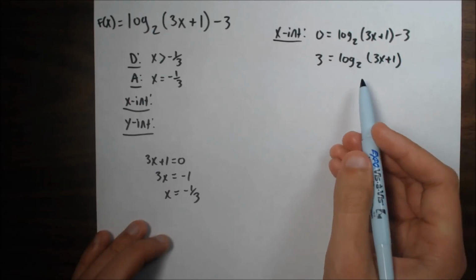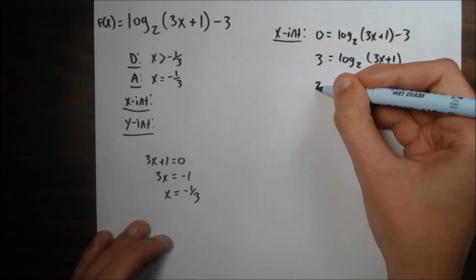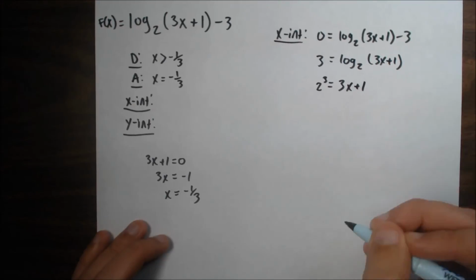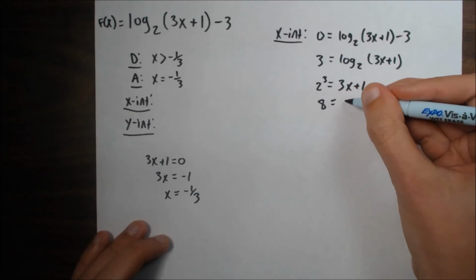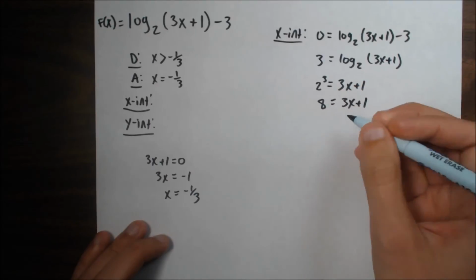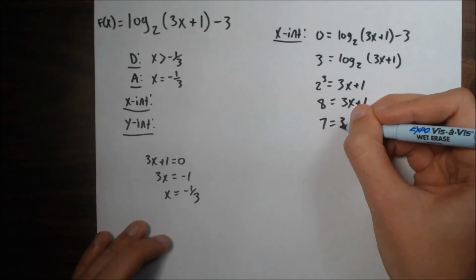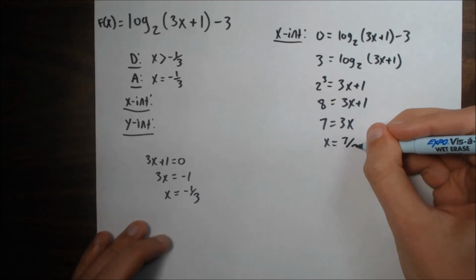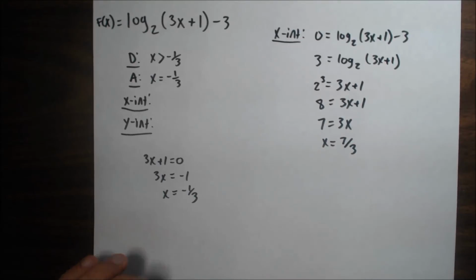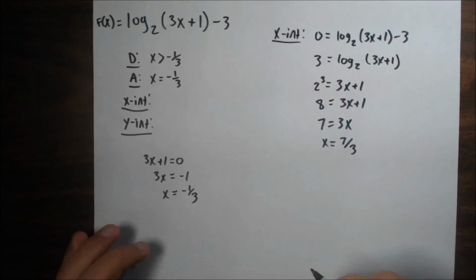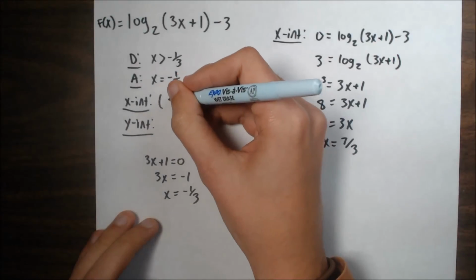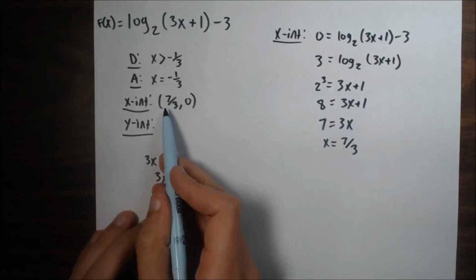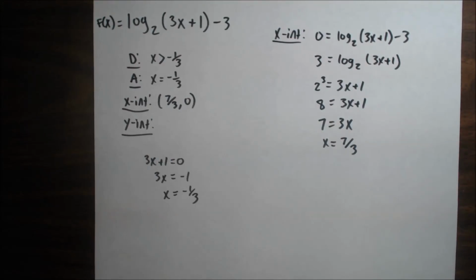Now I've got the log by itself, so I'm going to rewrite it as an exponent. So 2 to the third equals 3x plus 1. 2 to the third is just 8. I can subtract 1 from both sides, so 7 equals 3x. That means x equals 7 divided by 3, or 7/3. And I'm just going to leave it as a fraction. You could write it as a decimal if you want to, 2.3 repeating. But that means this is going to be (7/3, 0). Or again, you could write 2.333 for this.